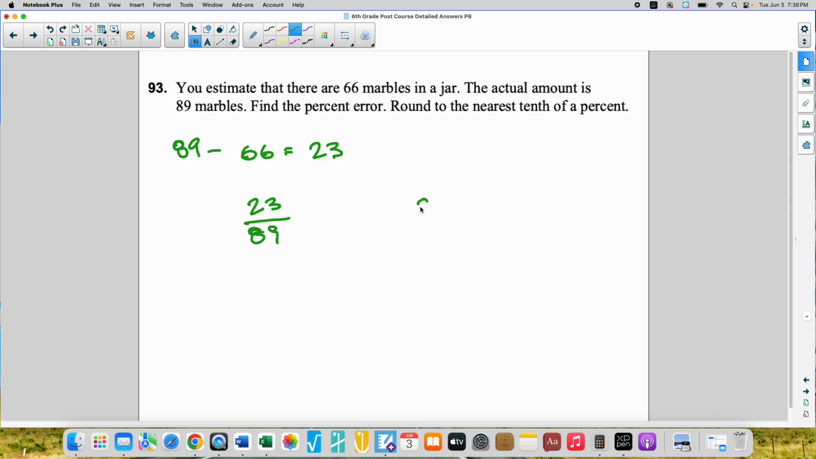So I'm going to divide 23 by 89. It doesn't go in 23 times. 230 is probably going to be about 2 times. What's 89 times 2? 178. What would 89 times 3 be? 267.